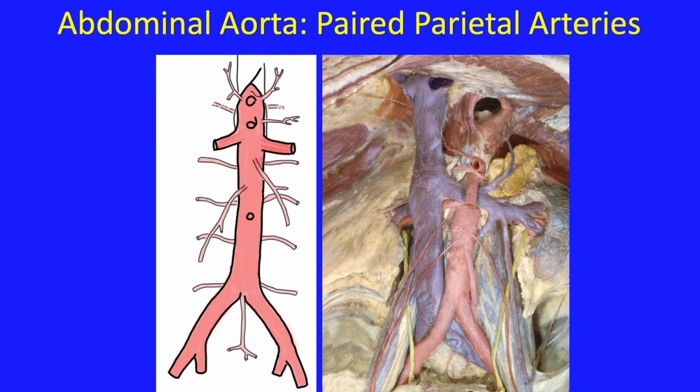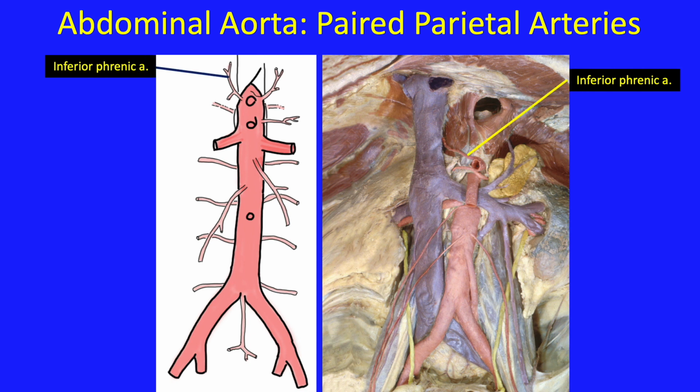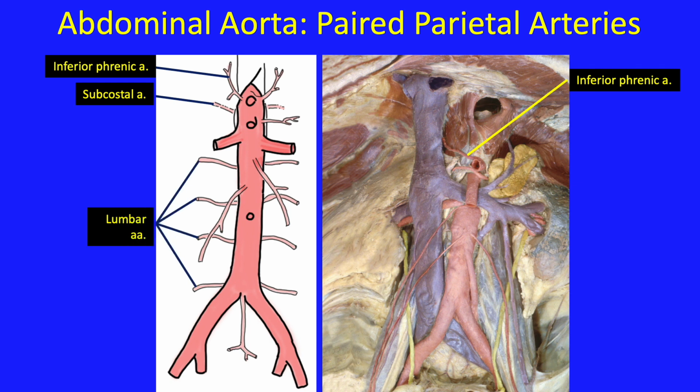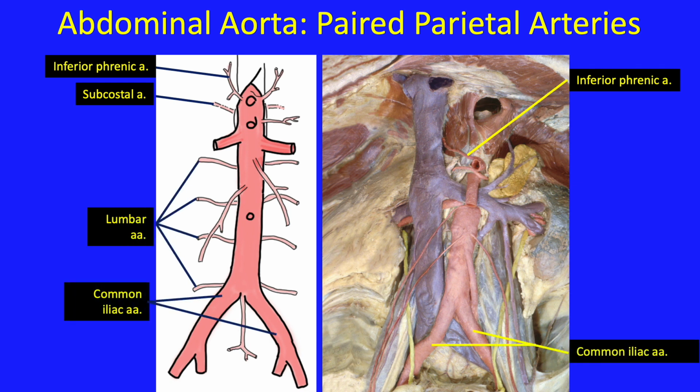And last, I show you the paired parietal arteries, the inferior phrenic arteries, the subcostal arteries, the four pairs of lumbar arteries, and the termination of the abdominal aorta into the two common iliac arteries. One remaining artery to indicate is the median sacral artery. Also, note that the paired parietal arteries that arise from the dorsum of the abdominal aorta are not shown in the dissection. They are almost impossible to demonstrate from this view.